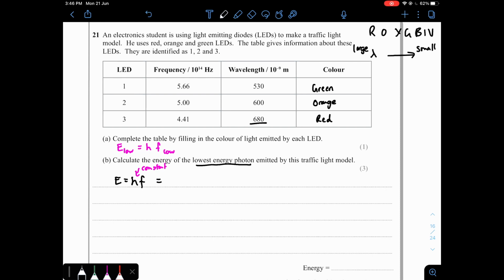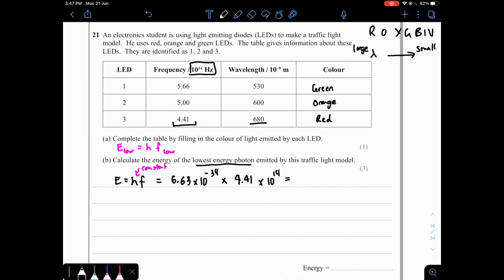The constant is also given in the back of the exam booklet. That is 6.63 times 10 to the power of minus 34, multiplied by the frequency, which is 4.41, the smallest frequency, right? Don't forget to times by 10 to the power of 14. So we get 6.63 times 10 to the power minus 34 times 4.41 times 10 to the power 14.